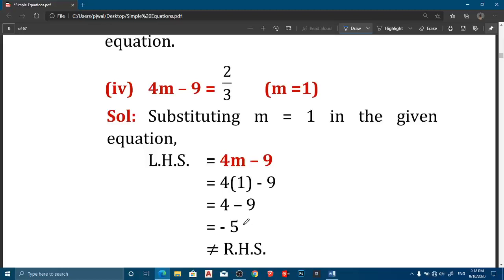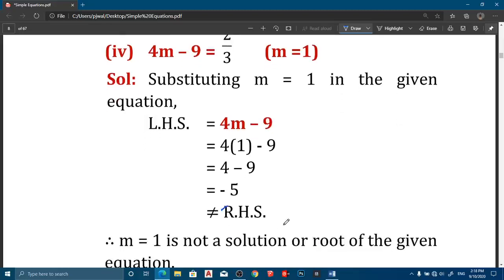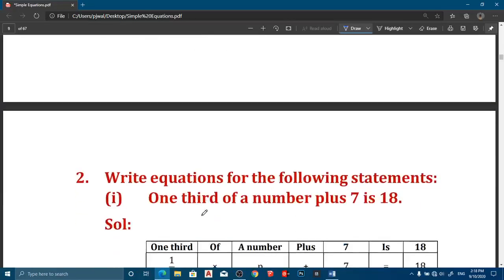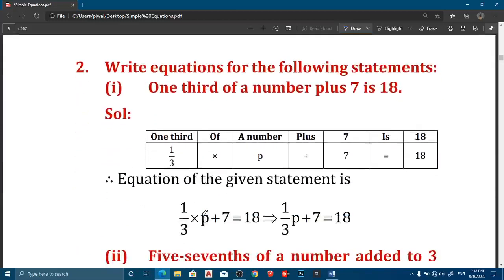Again, this is also not equal to the RHS value 2 by 3. So not equal to RHS. Therefore, m is equal to 1 is not a solution or root of the given equation. That is right. Next, second problem. Up to here we checked only.